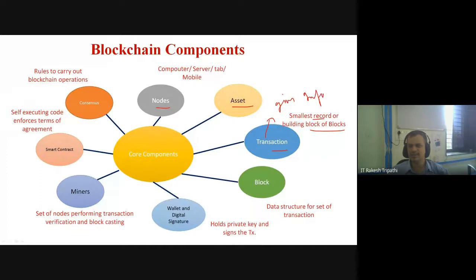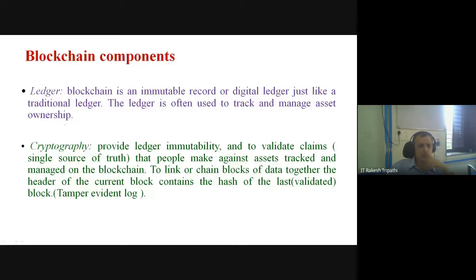And there are blocks, and there's a wallet from which a transaction is initiated. And there are miners. Miners are the nodes who participate in the consensus process, who will be given the chance to add a block to the blockchain. And there's the notion of smart contract, which we'll see. So a component of the blockchain is a ledger. There's a ledger.